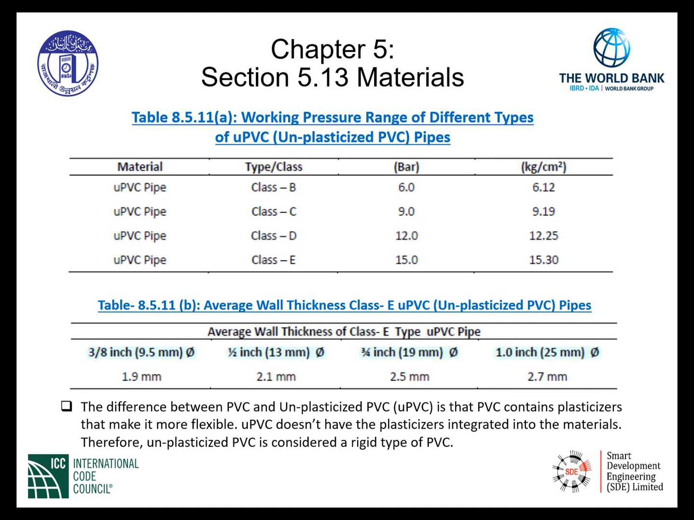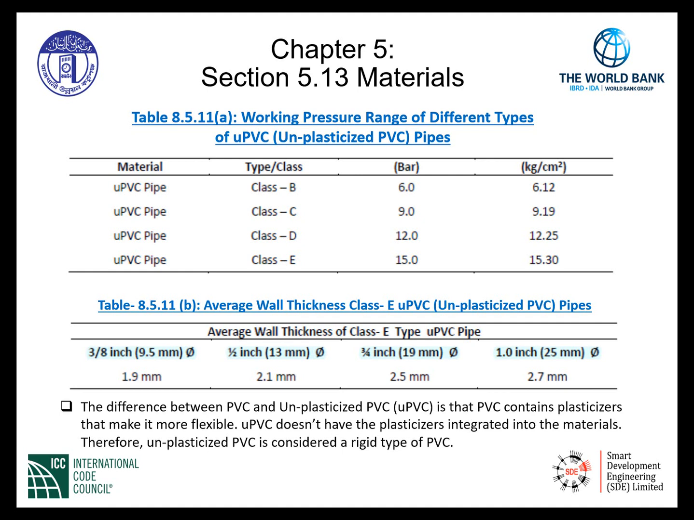Applying the table, material unplasticized PVC pipe, type and class, we have class B, C, D, and E, along with the different pressure ranges for these classifications of pipes. Table 8.5.11b gives us the average wall thickness, particularly for Class E unplasticized PVC pipes.